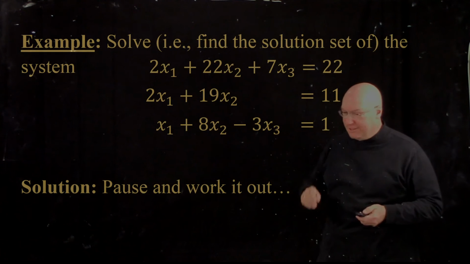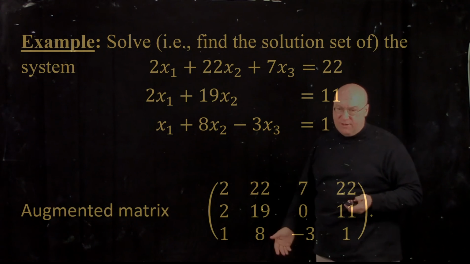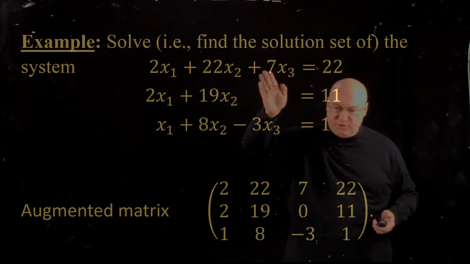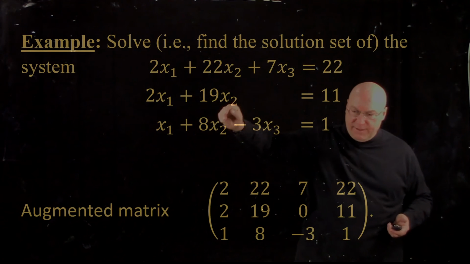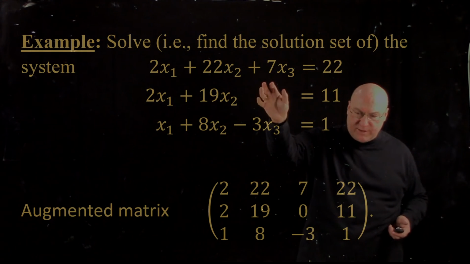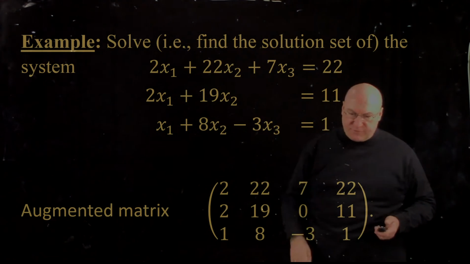Okay, off we go. Let's see if what you got is what I get. All right, so there's the augmented matrix, of course, 2, 2, 2, 7, 2, 2, right? Just peeling off the coefficients and the right-hand side. And then 2, 19, 0, 11, right? There's no x3 here, which means its coefficient is 0, right there. And then 1, 8, negative 3, 1.